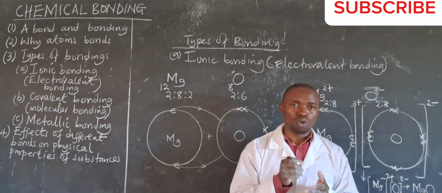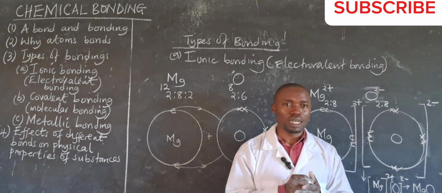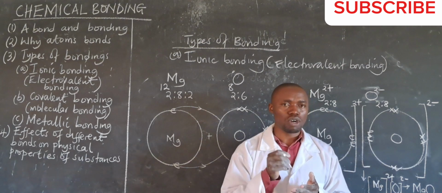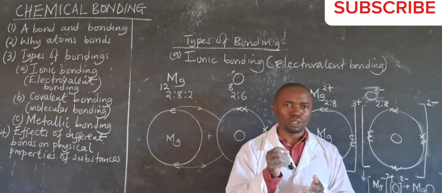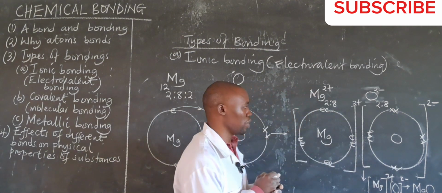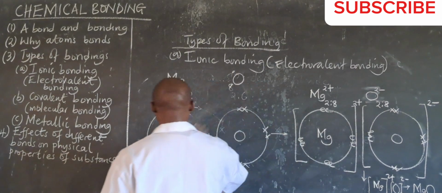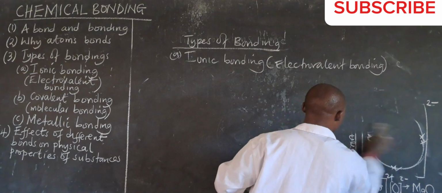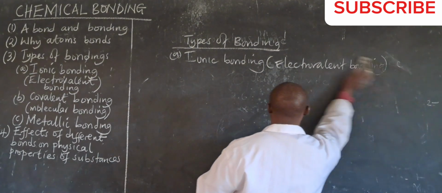Now, they are soluble in polar solvents like water. They conduct electricity in either molten or aqueous state because they possess ions. Let's dive into the other type of bonding called covalent bonding, or molecular bonding.